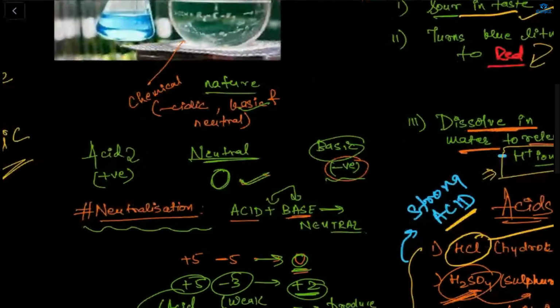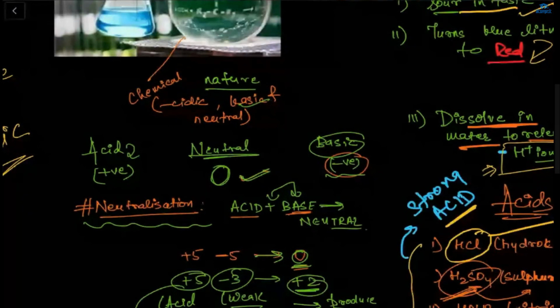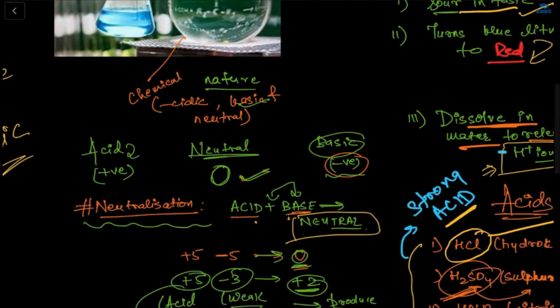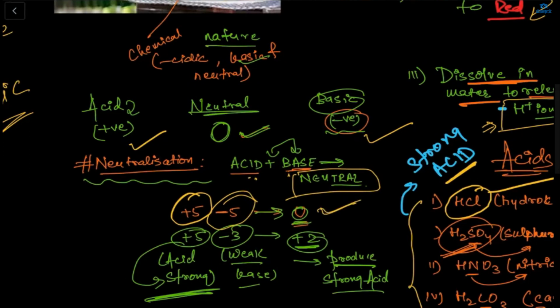What is neutralization? Neutralization means when acid and base combine, they form a neutral. Let's say I'm taking just one example. Acid is positive, base is negative. So what will happen if I take plus 5 and minus 5? You will get zero, right? It means acid plus base is neutral.